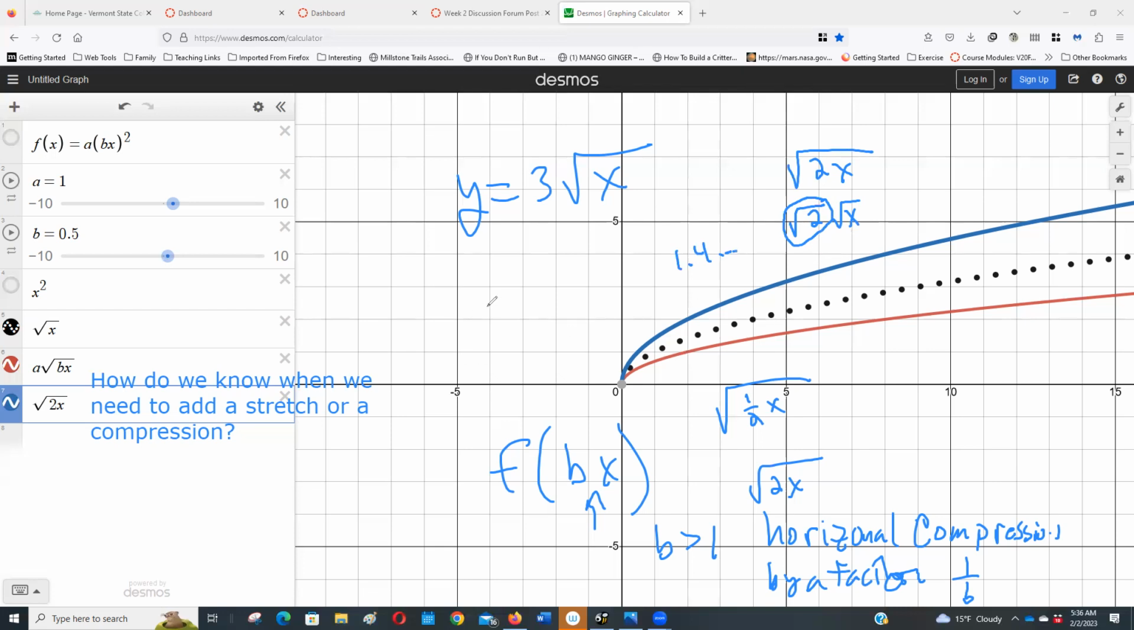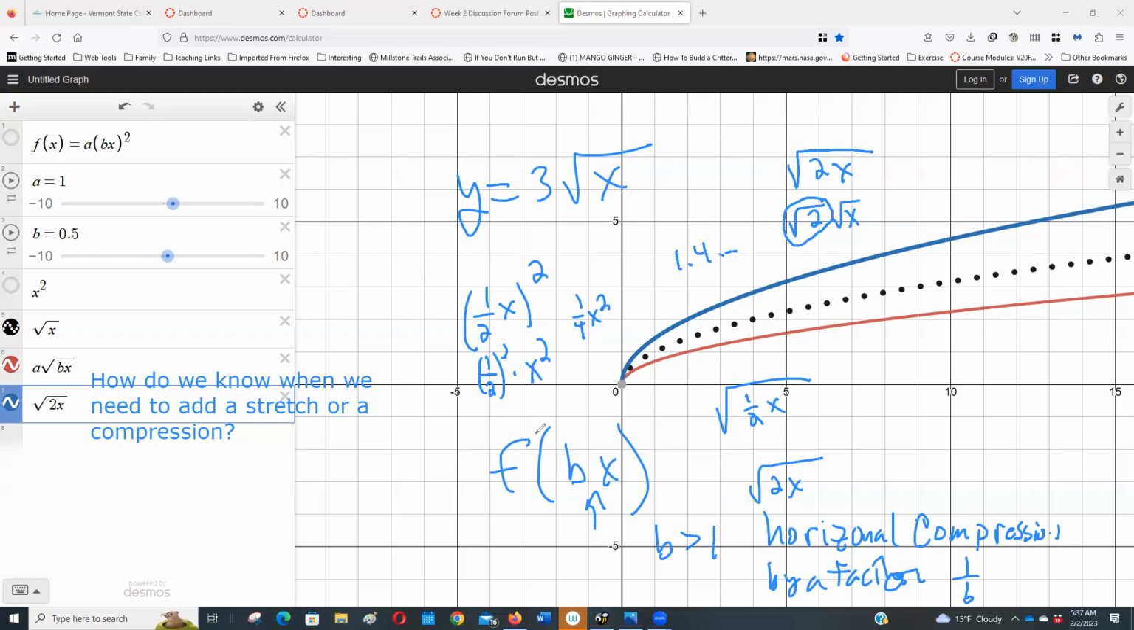Same thing if I had (1/2 x) squared. When I'm raising things inside to a power, isn't that the same as (1/2) squared times x squared? So that will be 1/4 x squared.